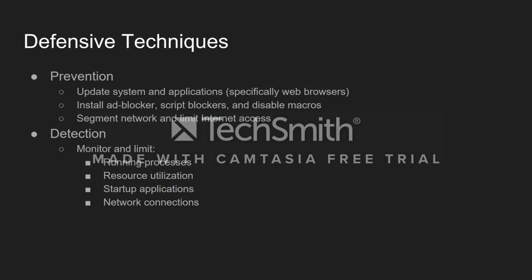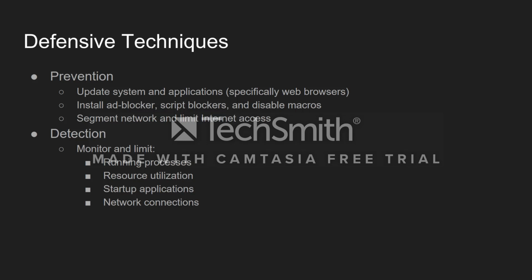You also want to disable macros, especially if you're downloading documents from sketchy places. And limiting network access can actually be a big hindrance for this type of malware. And we'll see that later on. Again, it needs to access the blockchain, and if it can't do that, then it can't mine properly.